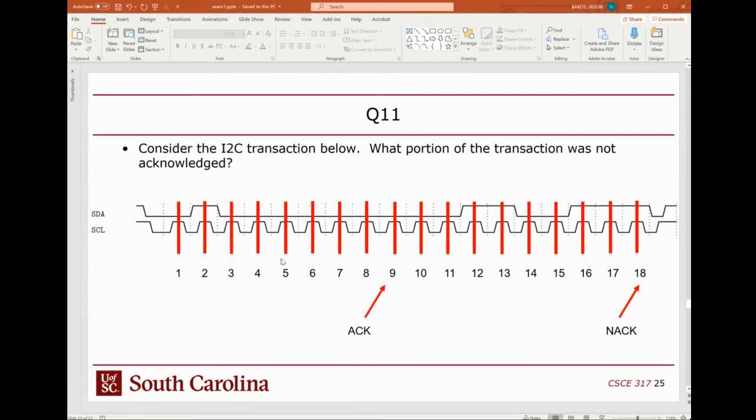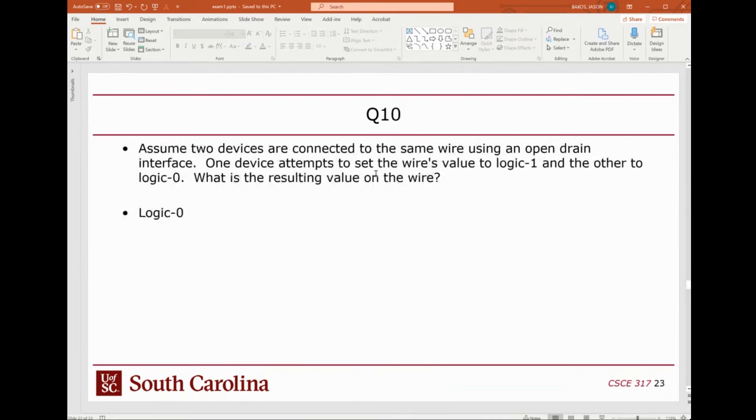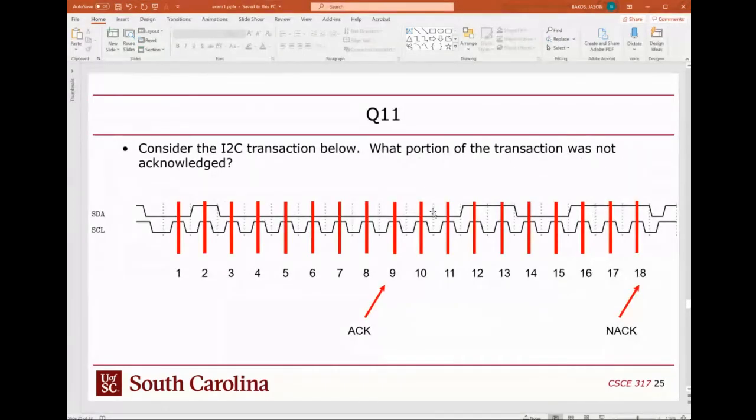Wait a minute. Did I leave that out? I didn't leave that out, did I? Where does the read-write bit go? There's a 7-bit address, and yes, that's a good point. Wait, did I say it was 8 bits? I might have said that. Yeah. So okay, let me clarify this.